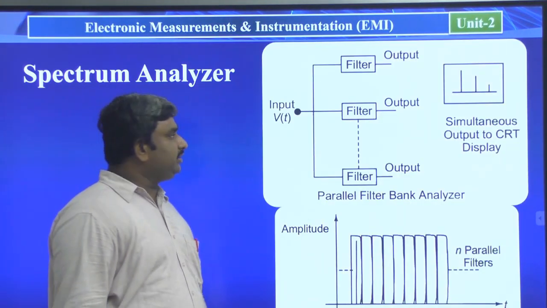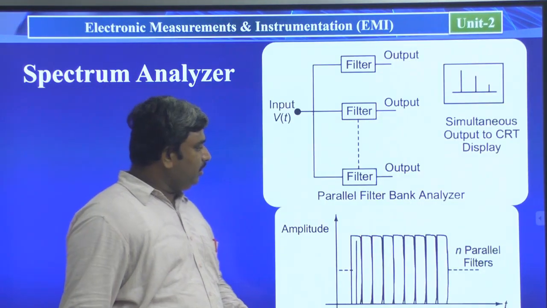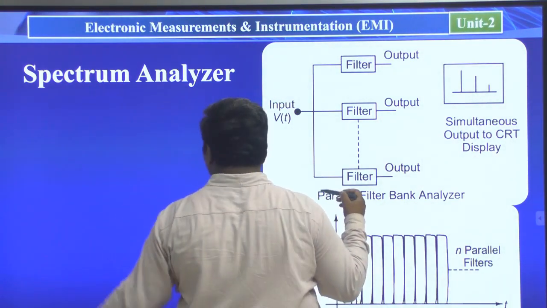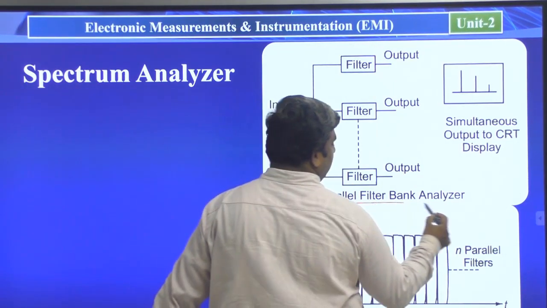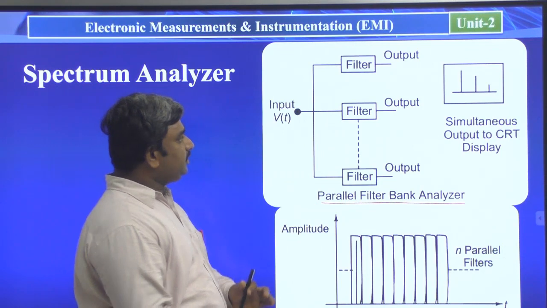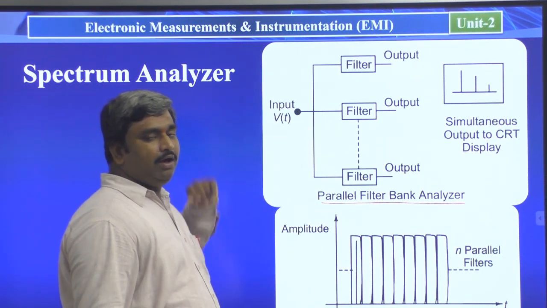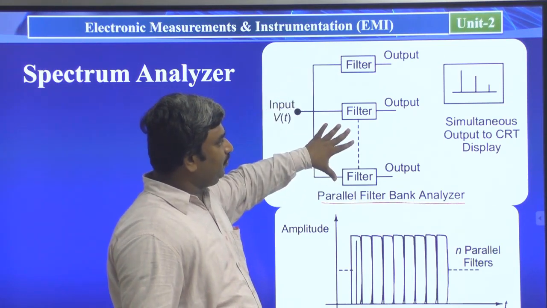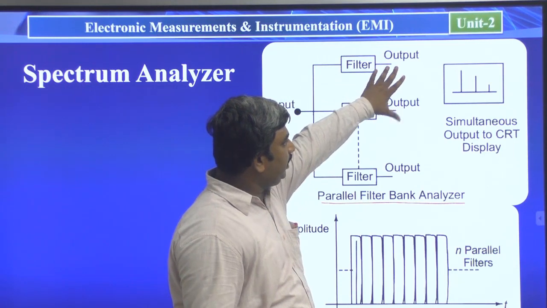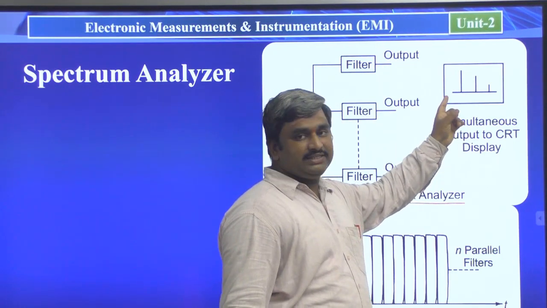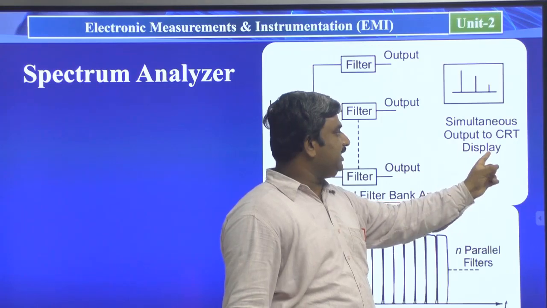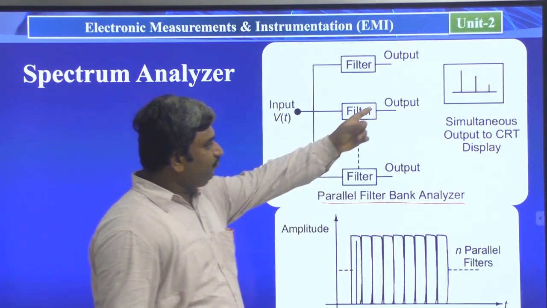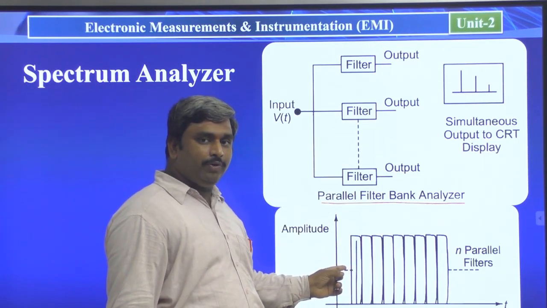So this is a basic spectrum analyzer, the parallel filter bank analyzer. This is the basic concept behind the spectrum analyzer. Here we have the input signal, and different types of filters. This series of filters gives the outputs, and simultaneously you are seeing the output on the CRT display. This information represents the output graph like this.